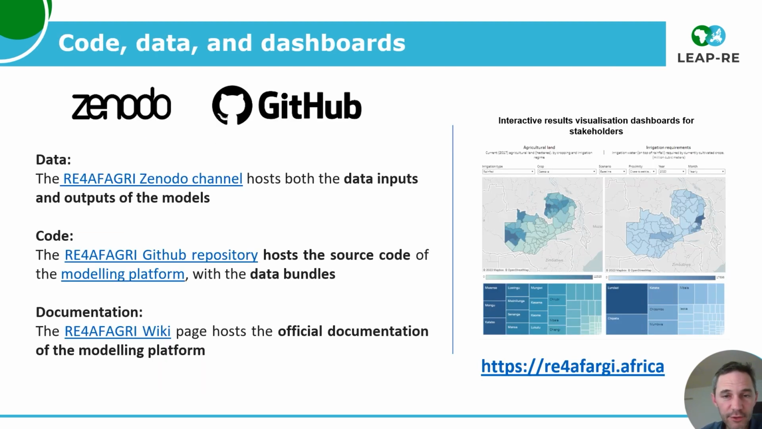In order to get using these models, the code, the data, and documentation is all brought together on the RE4AFAGRi.Africa platform. We've included the data, including inputs and outputs from the analysis done for Zambia. The codes are available on GitHub and can be brought together in the modeling platform using the data bundles. And we've also provided documentation to help guide you through it, in addition to other videos that follow this one, which go into much more detail about the models, both in how they can be used and how to get them up and running.